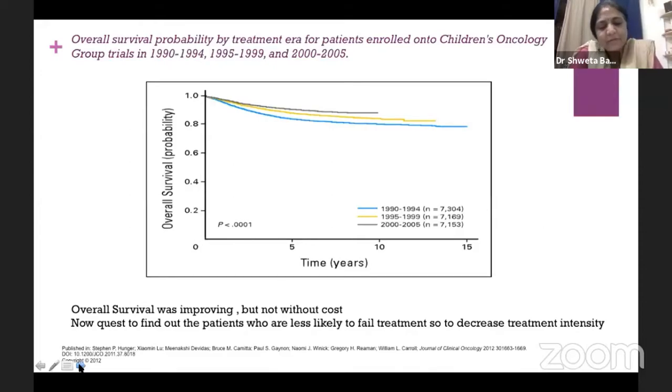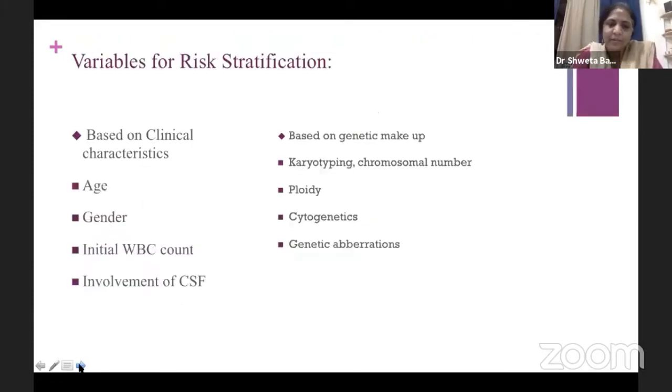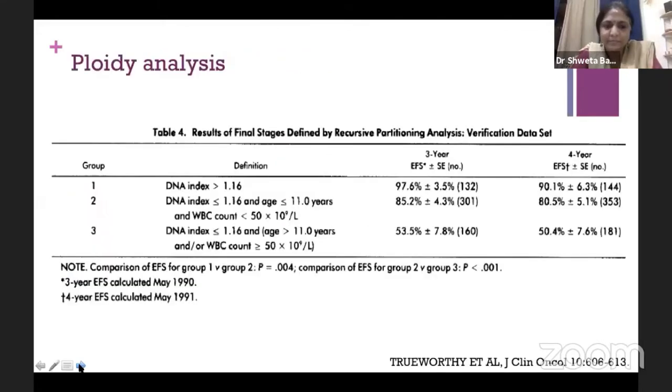So there was a quest to find out the patients who are less likely to fail treatment so that treatment intensity can be decreased. Because of that, more risk features, or good risk features, were looked into. Now they started looking at the genetic makeup of the leukemic cells. They started looking at the karyotyping, chromosomal number, ploidy, cytogenetics, and other genetic aberrations.